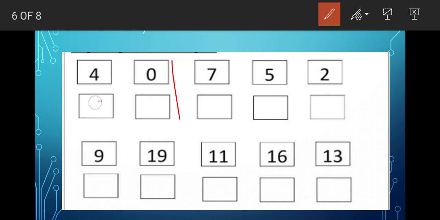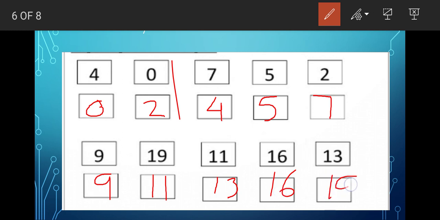First is what? 0, then 2, then what is the next number, children? Yes, it is 4. Very good. Then the last number is 7. So here the smallest number is 9, then it is 11, then 13, then what is the next number, children? Then it is 16, and the last number is 19. So in the same way, we have arranged the numbers in ascending order.